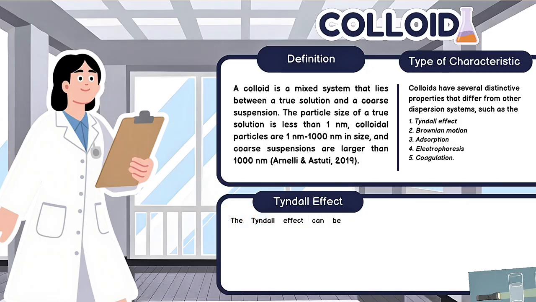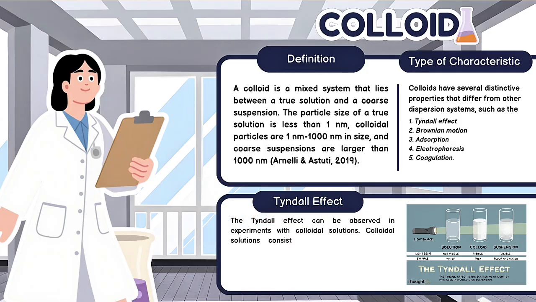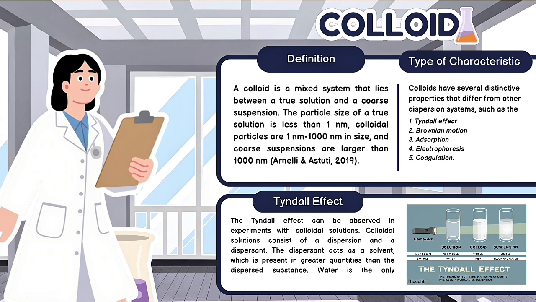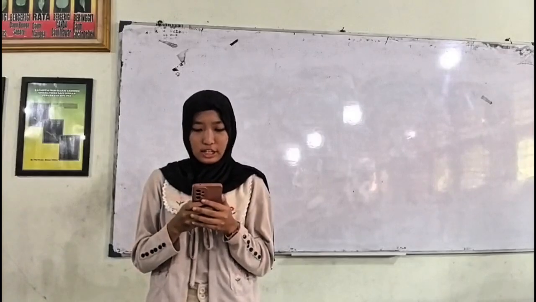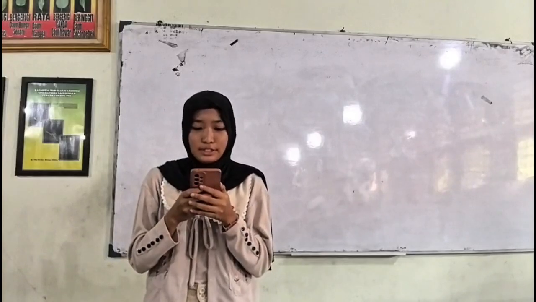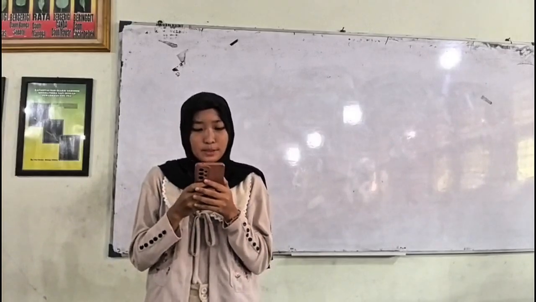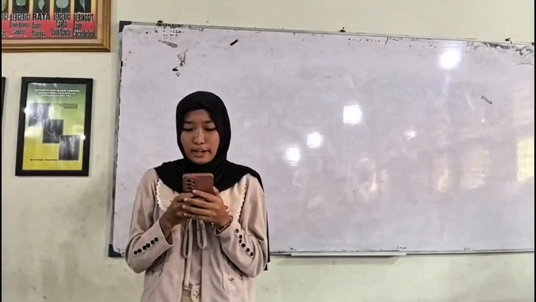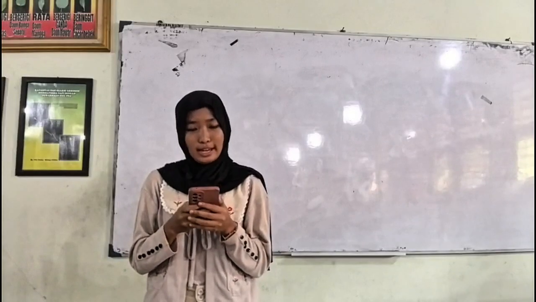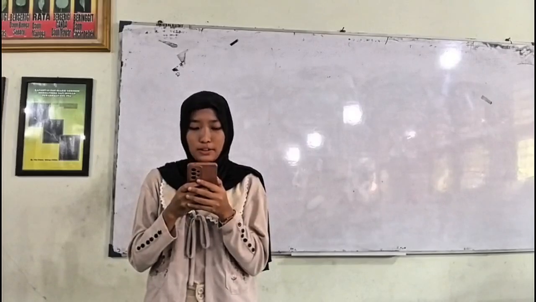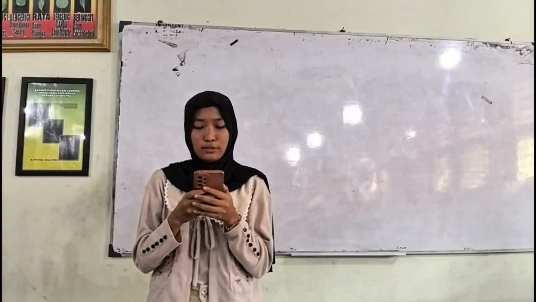The first characteristic is the Tyndall effect. The Tyndall effect is the effect of light scattering by colloid particles. The Tyndall effect can be observed in an experiment with a colloidal solution. A colloidal solution consists of a dispersing medium and a dispersed substance. The dispersing medium acts as a solvent which is present in greater quantities than the dispersed substance. Water is the compound that acts as a universal solvent.